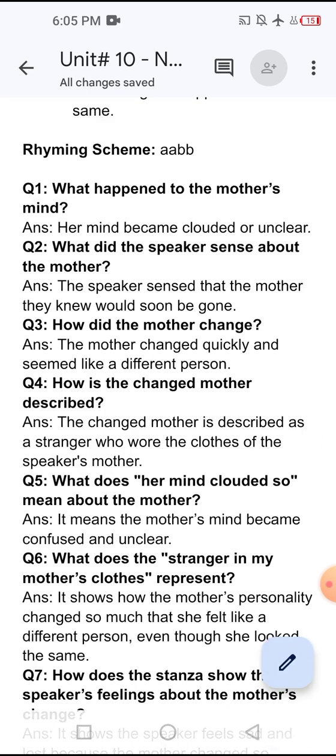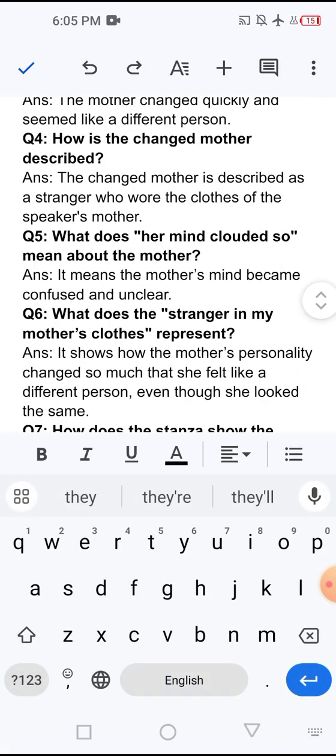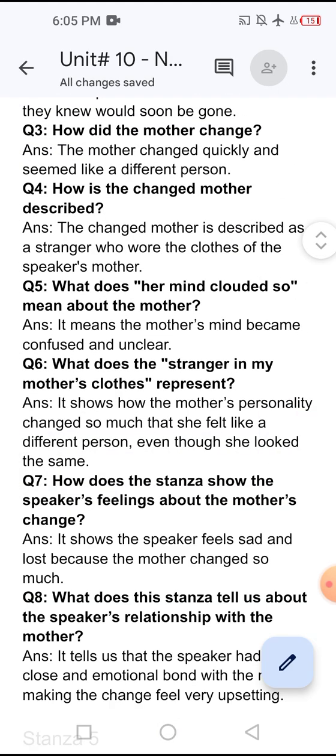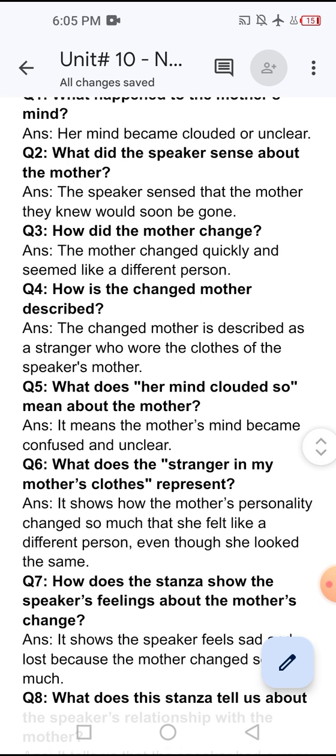What happened to the mother's mind? Her mind became clouded or unclear. What did the speaker sense about her mother? The speaker sensed that the mother they knew would soon be gone. Again, you can see that I've used the word "they" because it is a very normal routine to use "they" for the speakers. If you have some confusion, then you can write the word "she," or you can write the word poet or poetess as well.